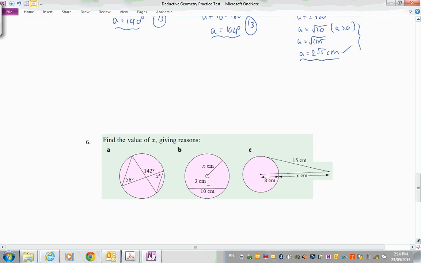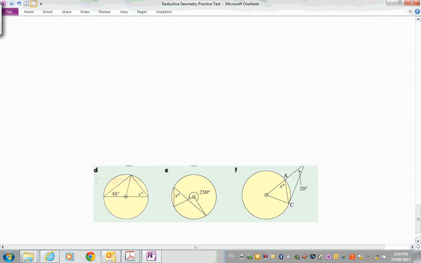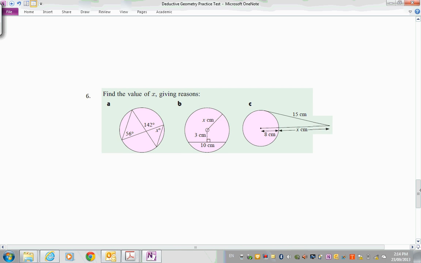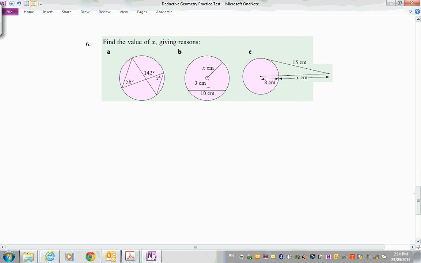So I think this is the last question, isn't it? We've got 6 parts there as well. So come down, let's have a look at this. Okay, what have we got here? Well, we want x, and we've got 142 and 56. Here we are, we can find alpha. Alpha plus 56 is 142. That's that exterior angle of a triangle theorem.